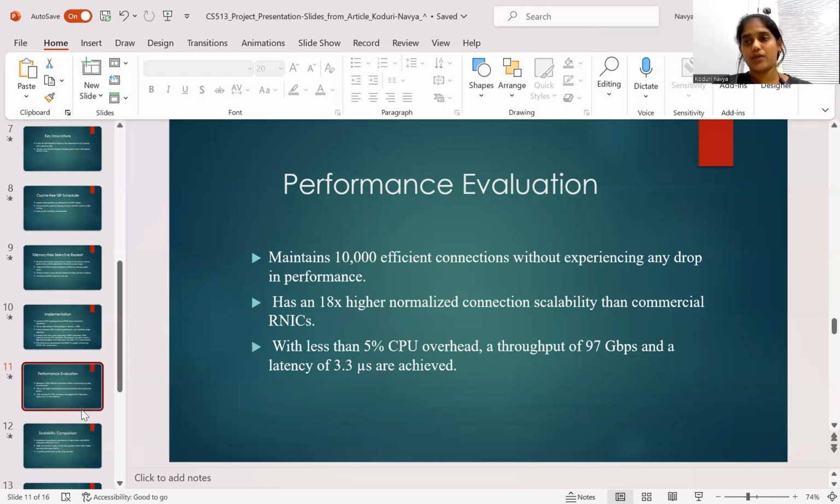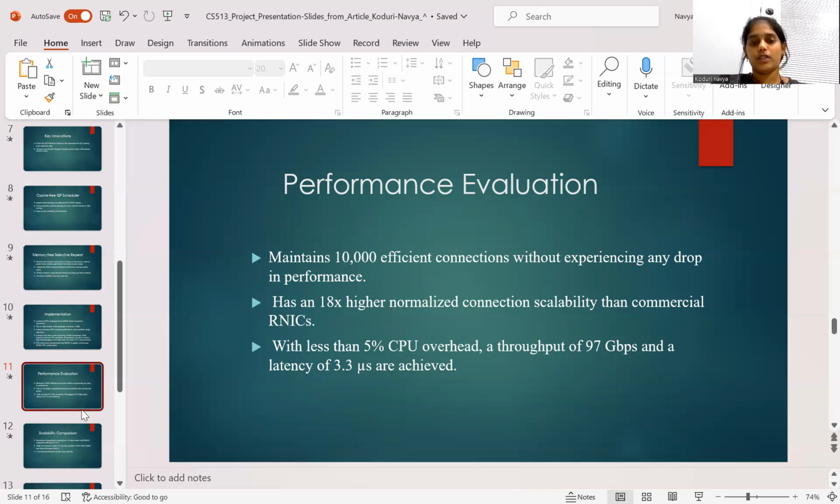Previously I told you about sRNIC, which is the combination of the NIC and the RNIC. The proposed system provides 18 times higher normalized connection stability than the commercial RNICs, and it also has a low delay. Even though it is working with a large number of systems, it has a very minimal performance delay, which is quite manageable.